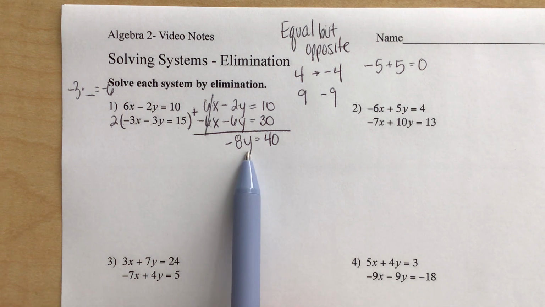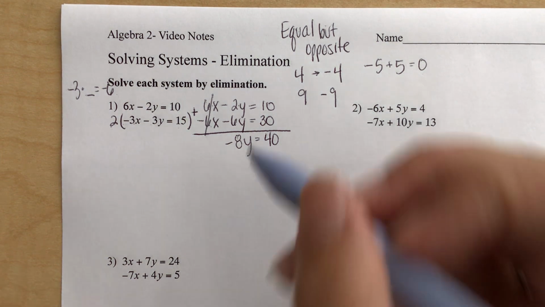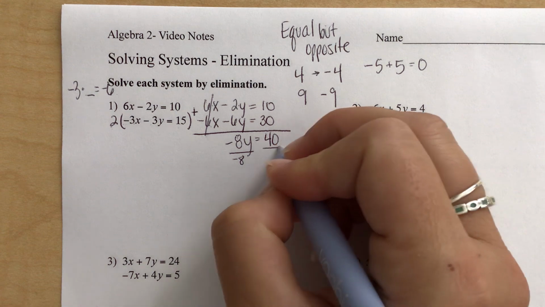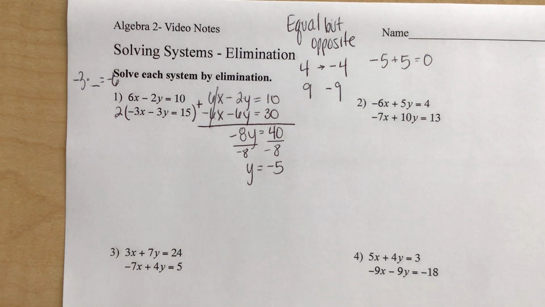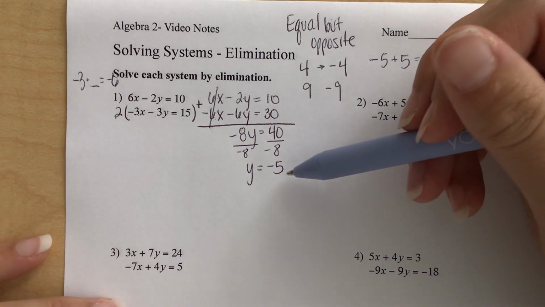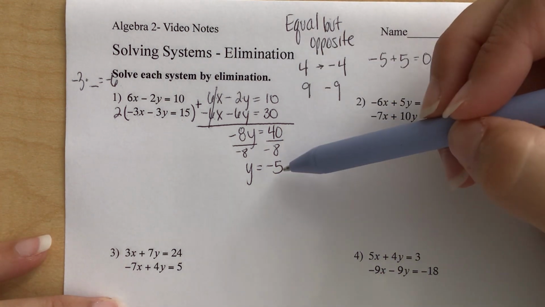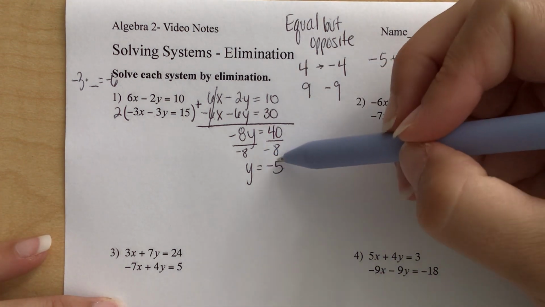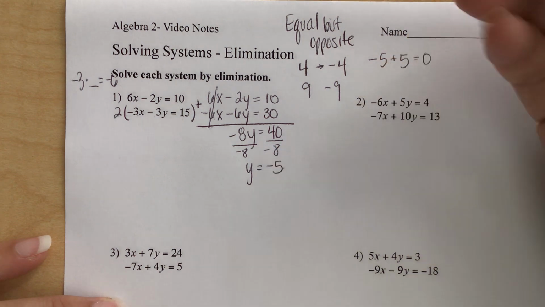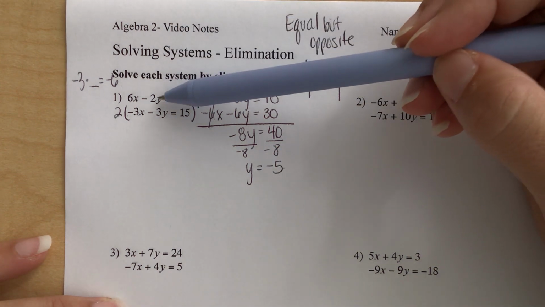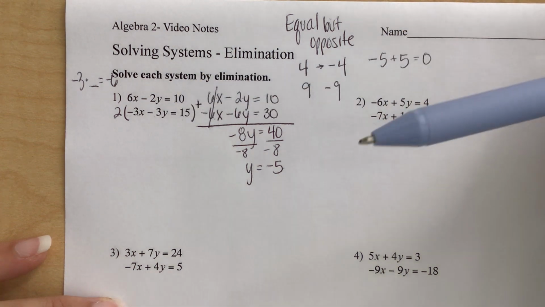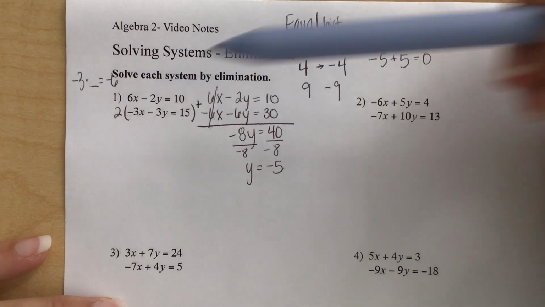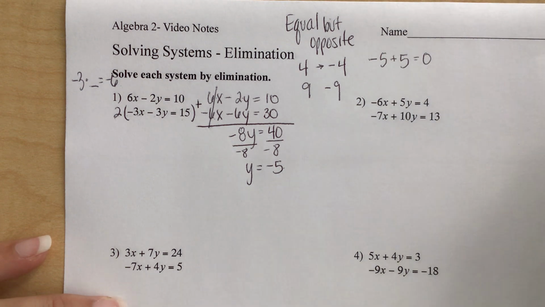Now I just have one variable, so I can solve. Divide both sides by -8, and we get y equals -5. So now we have part of it. We have our y, so now we need to find x. To find x, I'm going to take this answer right here, y equals -5, and plug that back into one of these equations. It doesn't matter which one I plug it into. So I'm just going to plug it back into the first equation.